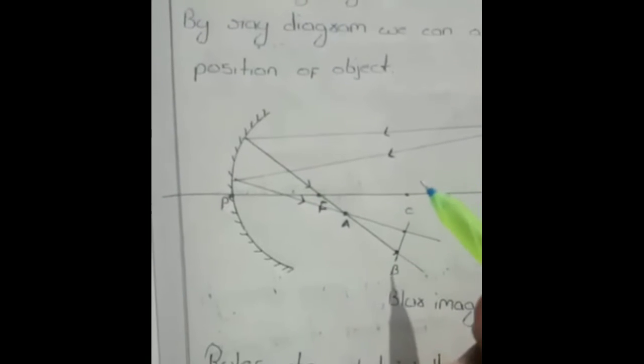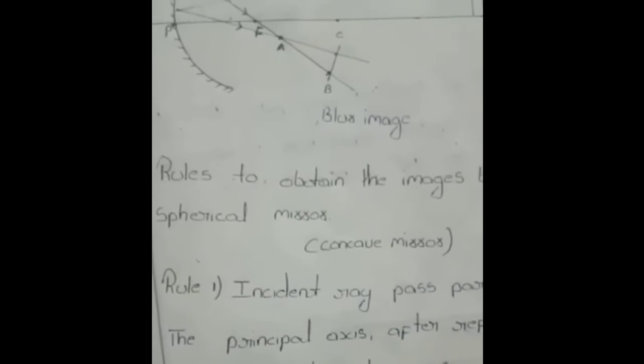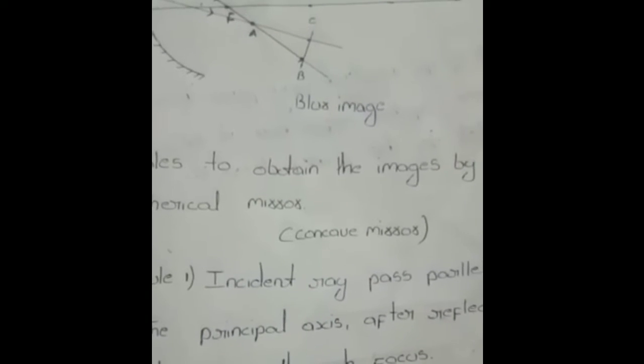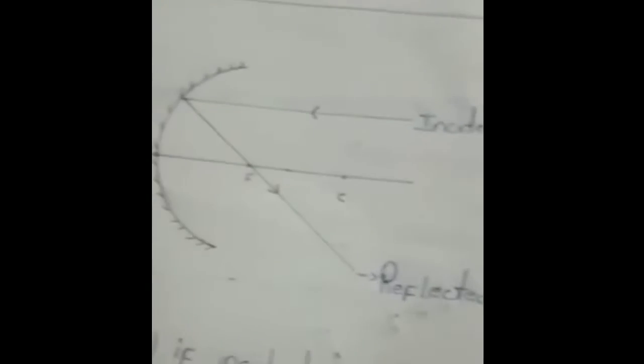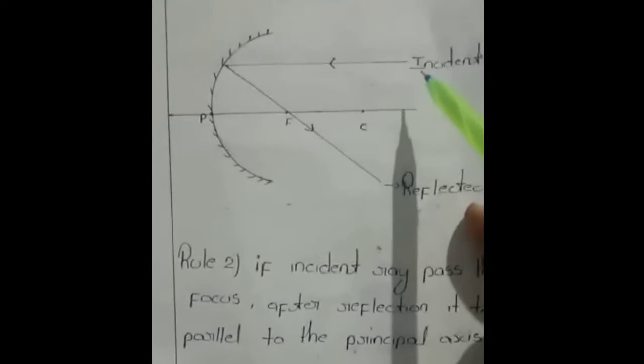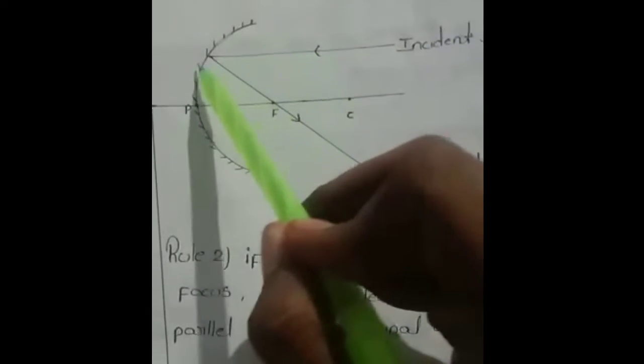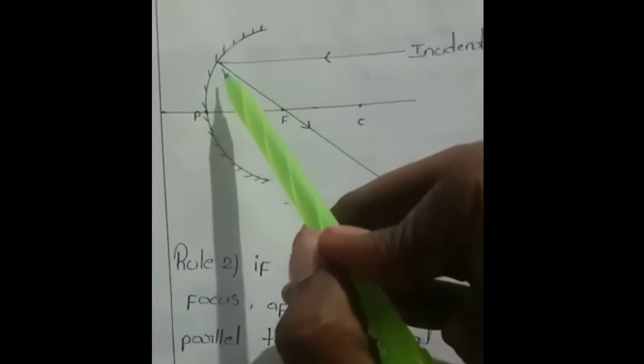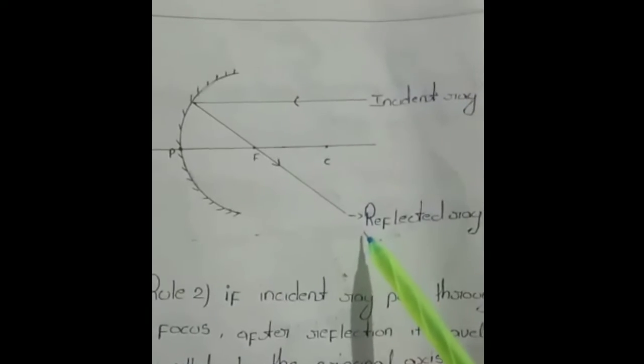Now I am explaining the rules of the ray diagram. See friends, rules to obtain images in a spherical mirror, the concave mirror. Rule 1: the incident ray passes parallel to the principal axis. After reflection, it passes through the focus. Write it, friends, it is an important point. Now see the diagram. This is a concave mirror. The incident ray passes parallel to the principal axis. After reflection, it passes through the focus. This is rule 1, friends.